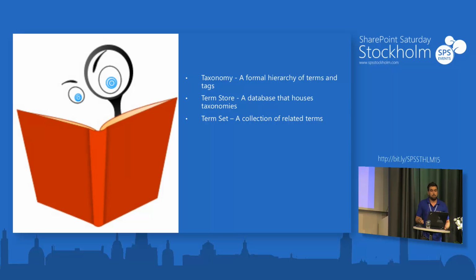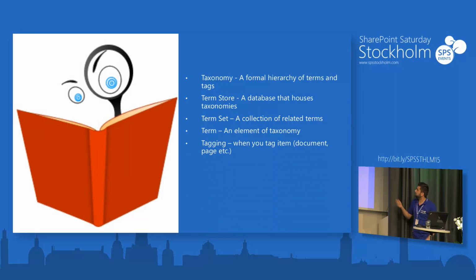So what are term sets? A term set is kind of a concept. You have the term set, and then you have the related terms. For example, let's say we have electronics as a term set. Within that, we could have tablets, PCs, computer accessories, audio accessories, whatever. So a term is an element of taxonomy. It's a very simple concept. And tagging is when you tag your documents with those terms in SharePoint. That is called tagging.